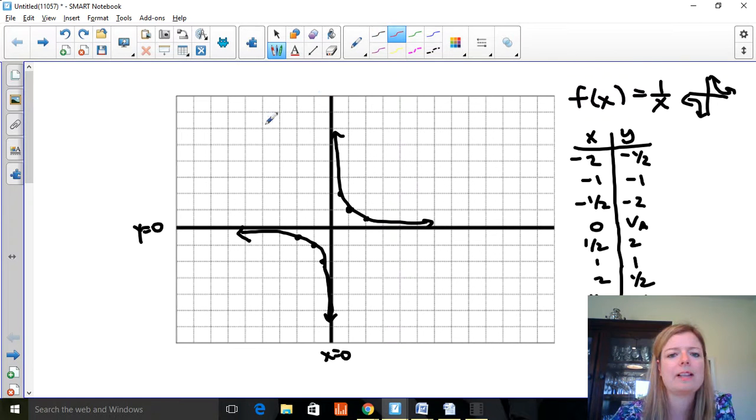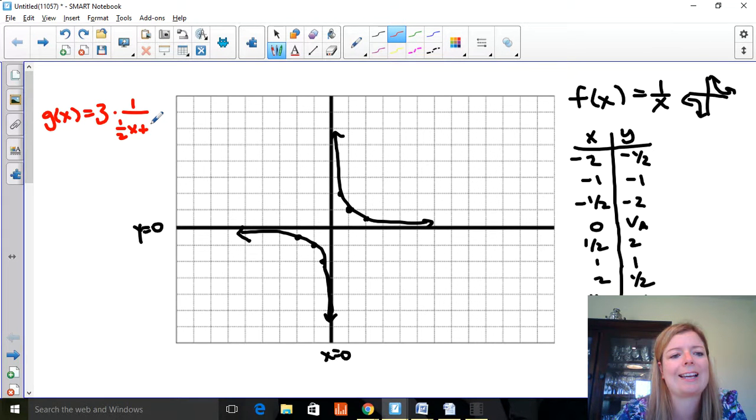Okay, so now let's say I want to find g at x equals 3 times 1 over, let's do 1/2 x plus, we'll say 1, and then plus 4. Okay, so what I want you to do first is always identify the parameters. So your a is equal to 3, your k is equal to 1/2.